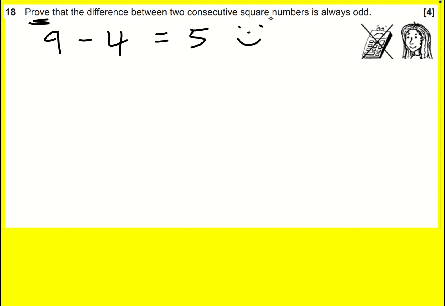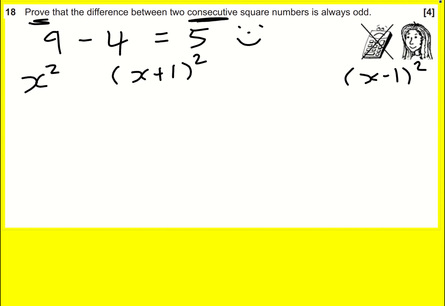Well, we can think first of all about what a square number is. So I'm just gonna leave my working there. A square number is just a whole number that's been squared. So if I want to find two consecutive square numbers, well, the one after this is going to be x plus 1 squared, and the one before it would be x minus 1 squared. Okay, and that will give me two consecutive, because that means next to, square numbers.